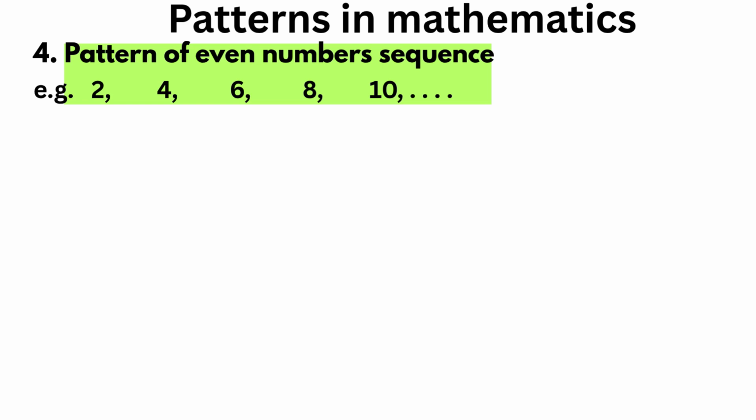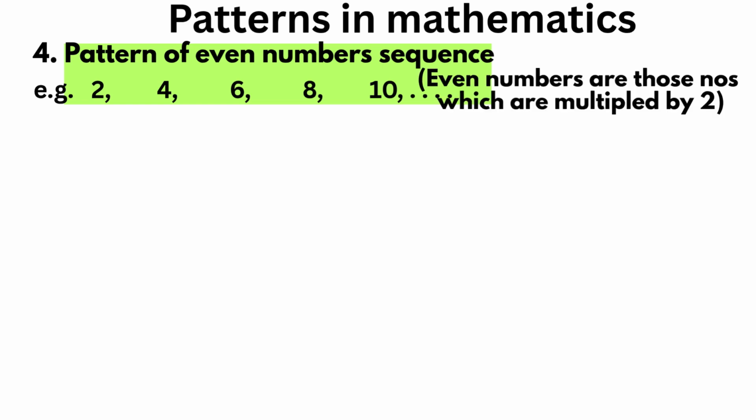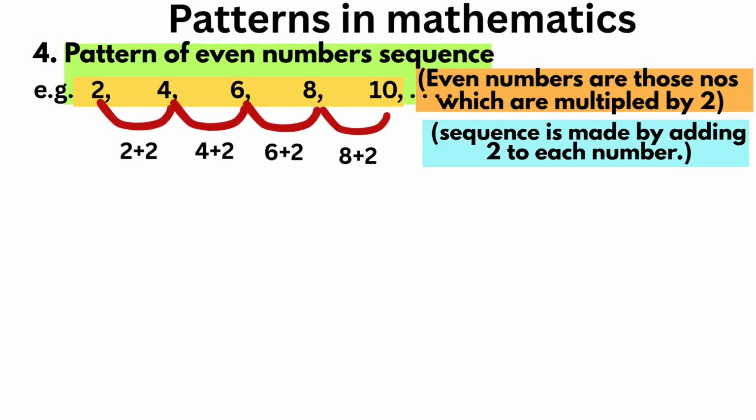Fourth pattern is the pattern of even number sequence. Even numbers are those numbers which are multiples of 2. It contains 2, 4, 6, 8, 10, etc., which are made by adding 2 to each number.